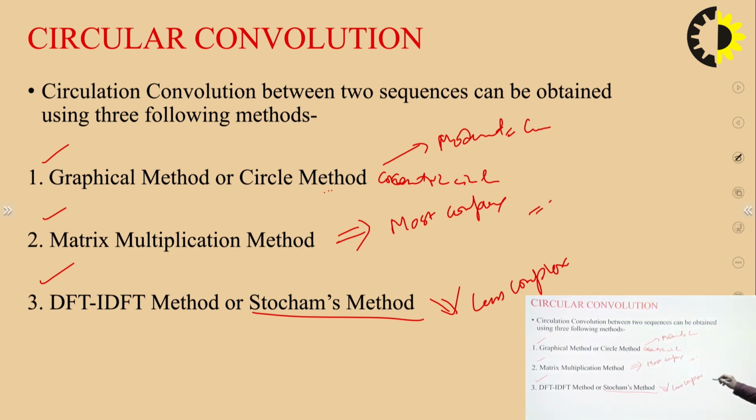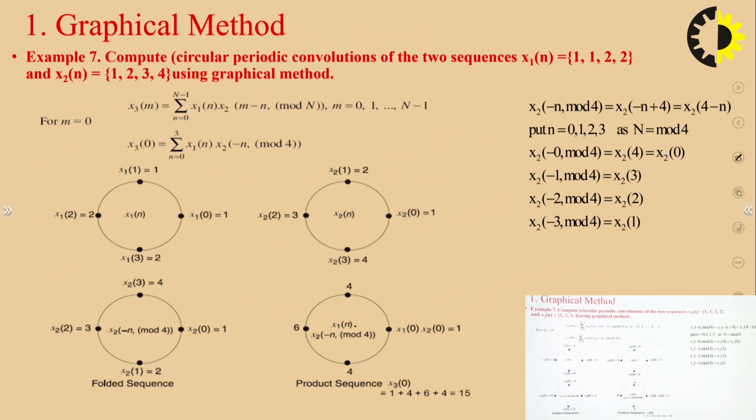And this is the most difficult method. Okay, so let us start with that. I am taking a problem and solving it using the graphical method. Compute the circular periodic convolution of two sequences x1(n) and x2(n) using the graphical method, or circle method, or concentric circle method. This is basically the definition of circular convolution.